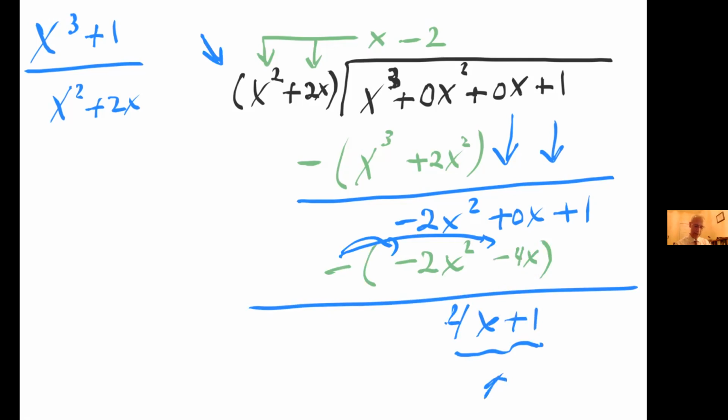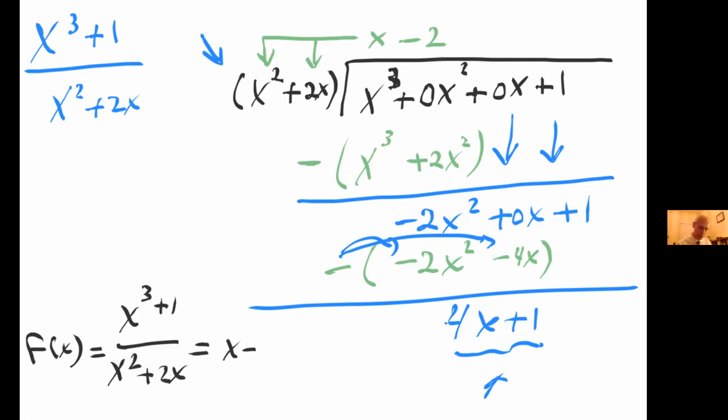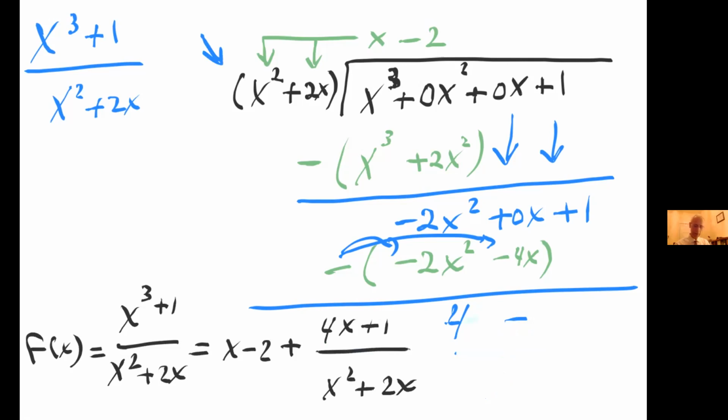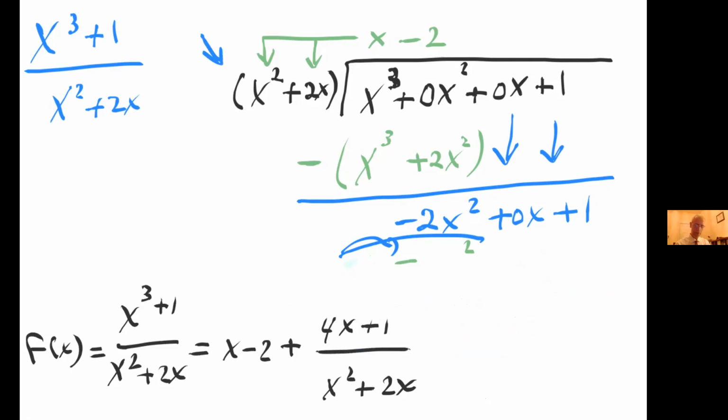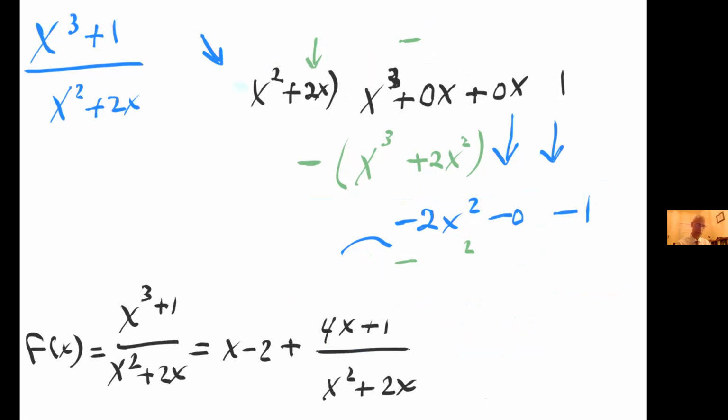So I can claim that f of x, which originally was x cubed plus 1 over x to the second plus 2x, equals x minus 2 plus the remainder, in this case, 4x plus 1 divided by x squared plus 2x. So what is the equation of the slant asymptote?